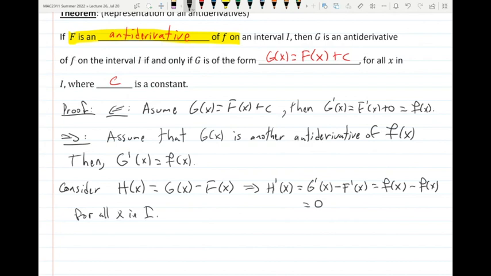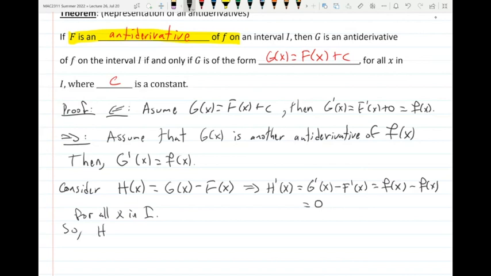Think about it again. What does positive derivative mean? It's increasing. What does it mean to have negative derivative? So what does it mean to have derivative 0? It's a constant. The function has to be flat. It has no slope on that interval, right? So this h has to be a constant.